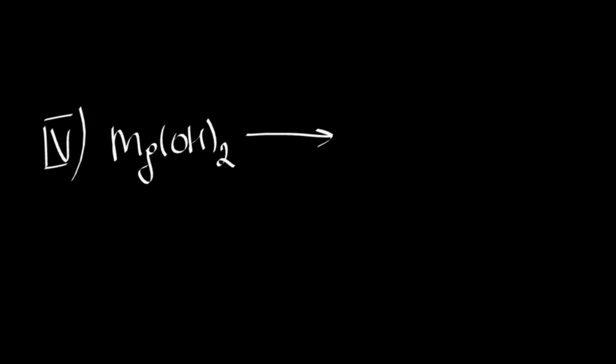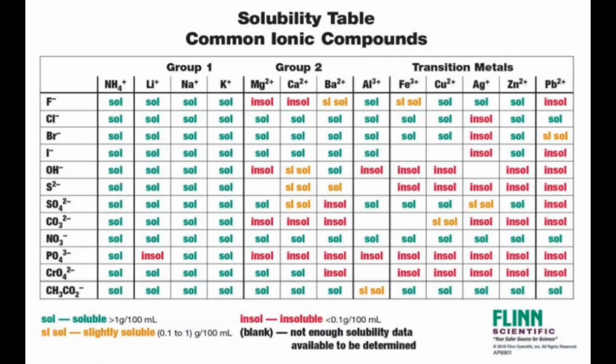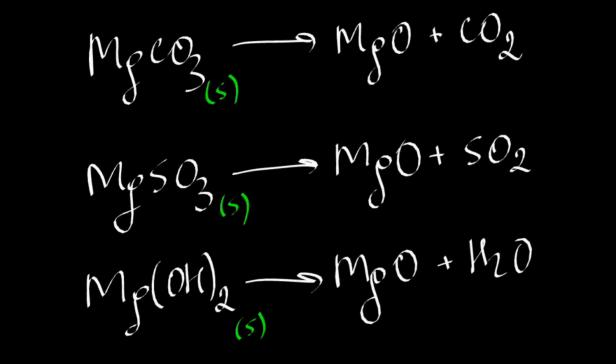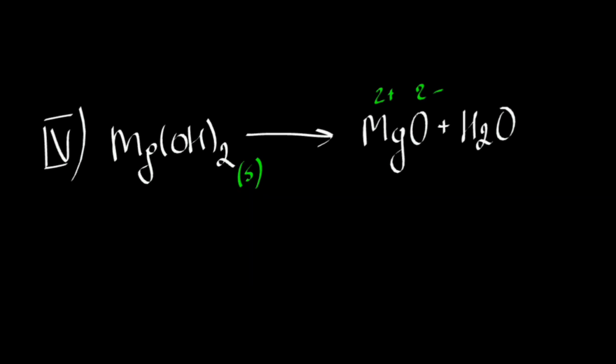Next, we have a decomposition reaction, because we can see only one reactant. In these reactions, the reactant must always be insoluble in water. So let's look at the solubility table to find out. As we can see, magnesium hydroxide is insoluble, so we can proceed with the reaction. In these reactions, a metal oxide and water form. If we have a decomposition reaction where carbonate or sulfide is present, we always get a metal oxide and CO2 or SO2 gases. Do not forget to always check if you need to balance the reaction.